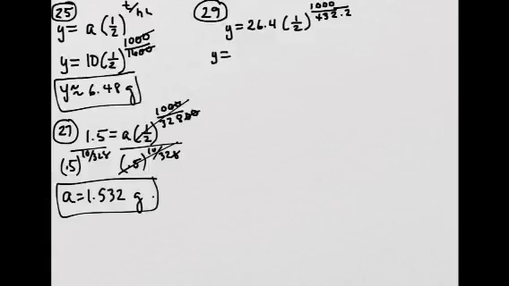So for 29, they're asking for how much you have after 1,000 years. Its half-life is 432.2. I've already set it up. Punch this into the calculator, and you get 5.3 grams.